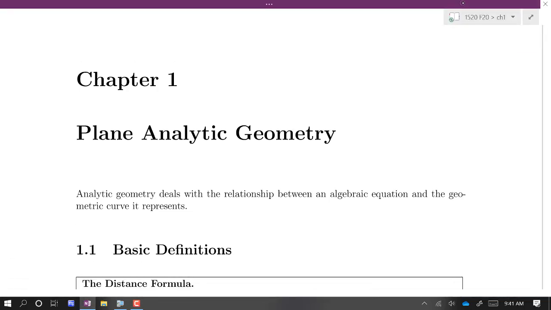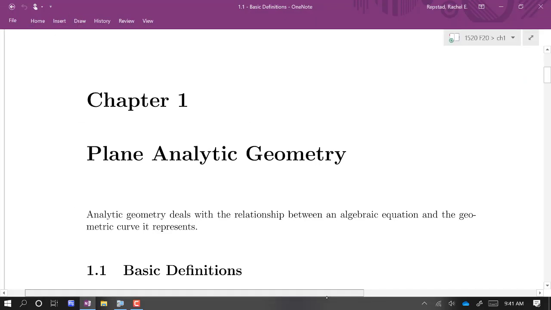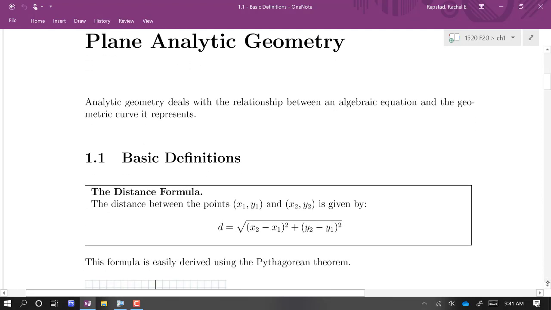Alright, we're going to begin our study of calculus with some analytic geometry. Before we get into the calculus proper material, we're going to spend some time studying the relationship between graphs, the behavior that we might see visually on a graph, and what it looks like algebraically. And we're going to begin with some basic definitions.